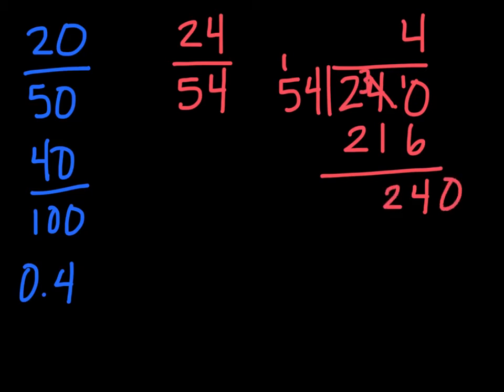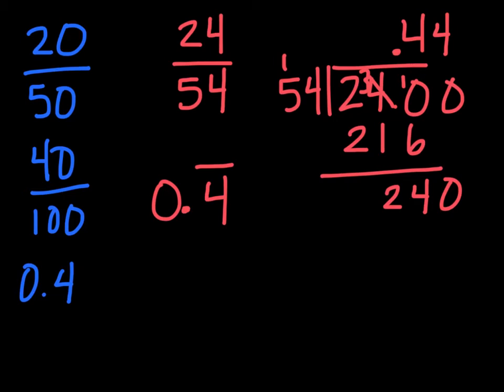24. Oh, look here, guys. It's going to be 240, 240, 240. So 0.44. All right. So it's 0.4 repeating. Put the bar over the top.